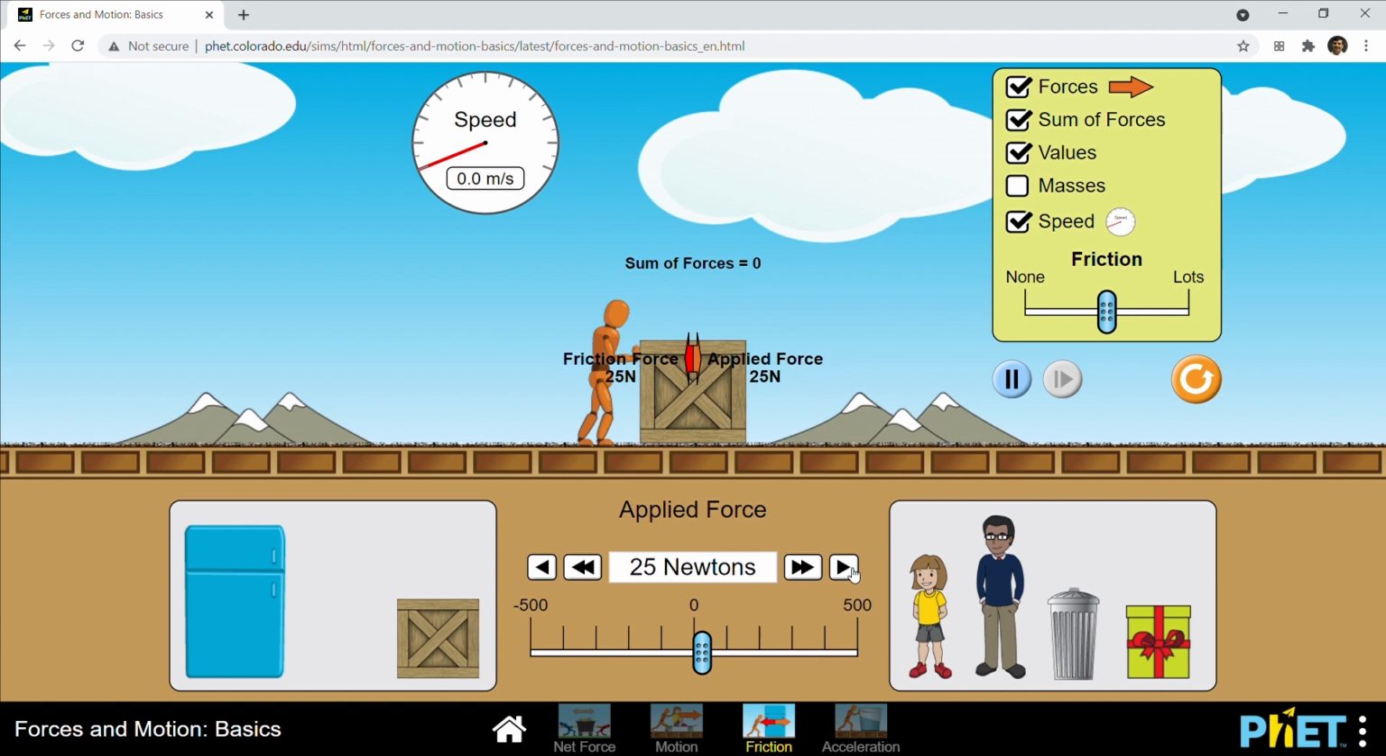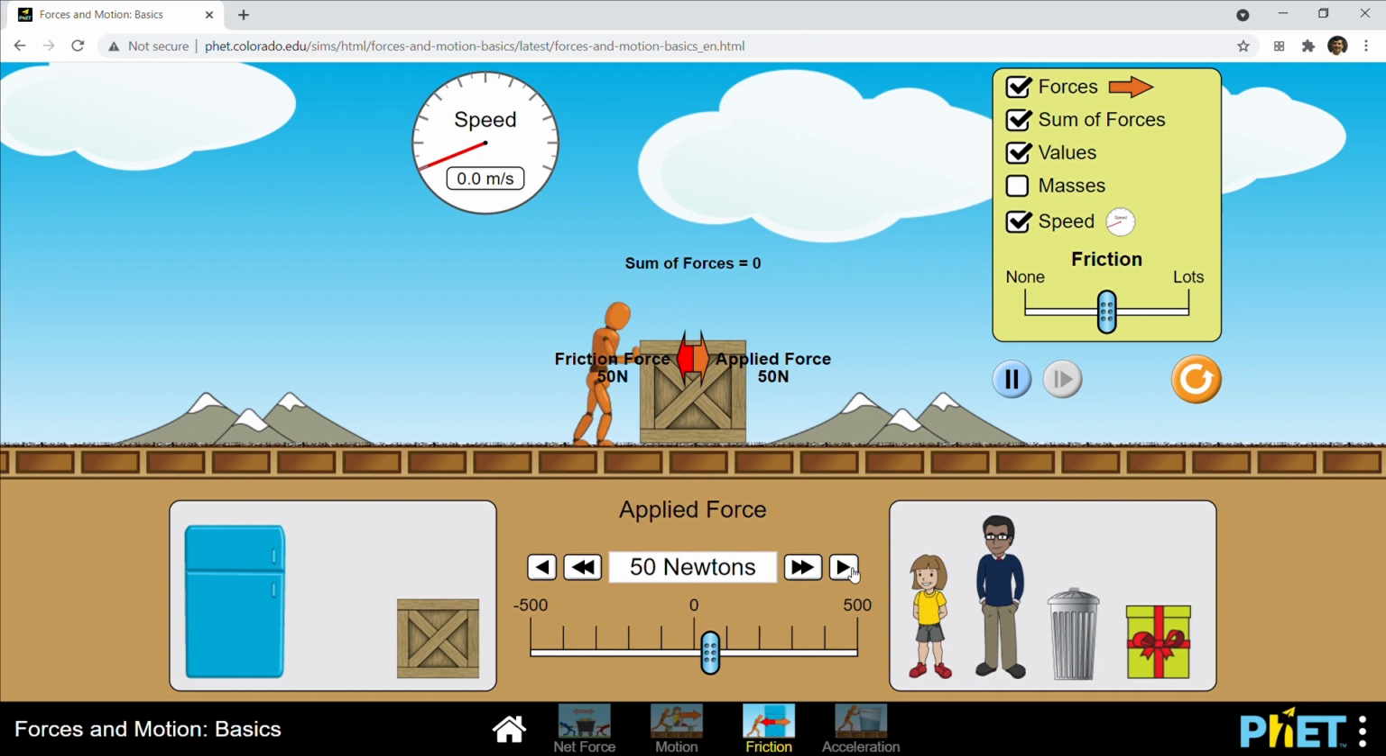Let me push a little harder. I'm going to push a little harder and the box remains at rest. So the box is still in equilibrium. Now my mannequin's pushing with a force of 50 newtons. The box is still in static equilibrium. It's not moving and it stays not moving.